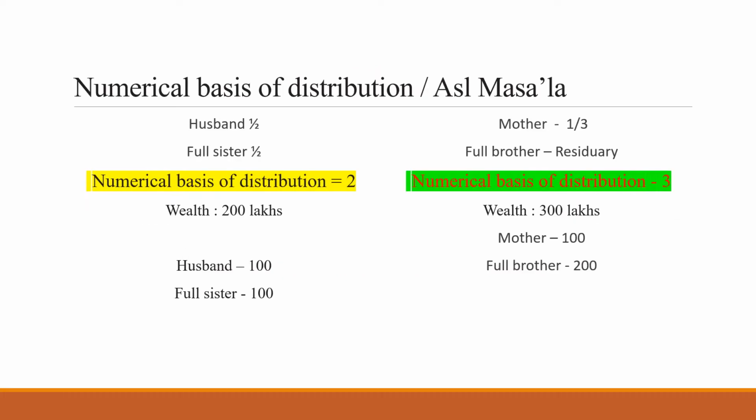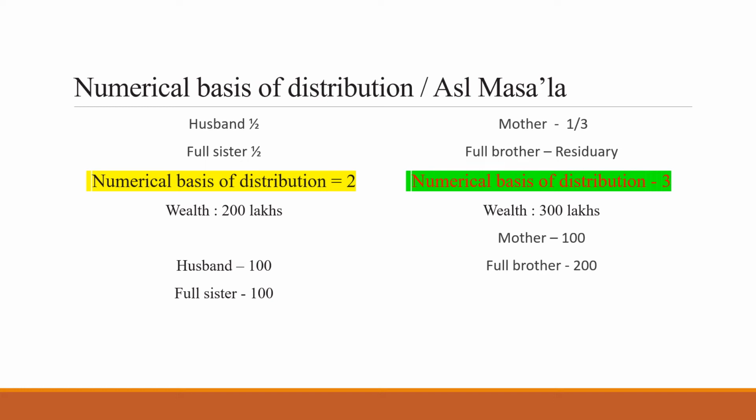For example, please look at this case, numerical basis. A person passed away, so definitely the husband is alive, the wife passed away, the husband is there, and a full sister of that lady also is alive. So definitely the husband will get the half, 1/2, because there is no child for the wife. Likewise the full sister, because she is alone, she will get 1/2 of the wealth. So here we will say the numerical basis of distribution is 2.